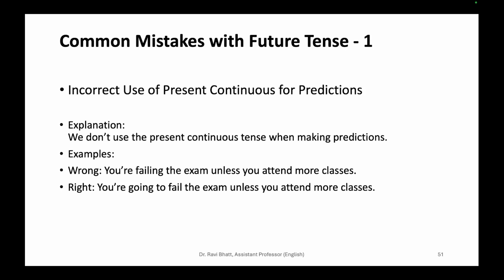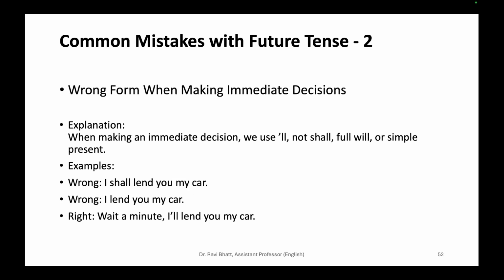Now, some of the common mistakes with future tense. First, incorrect use of present continuous for predictions. For example, we do not use present continuous when we make predictions. For example, you're failing the exam unless you attend more classes. No. Either we'll say you are going to fail the exam unless you attend more classes, or we'll keep it in simple present. You fail the exam unless you attend more classes. Okay. We don't use present continuous.